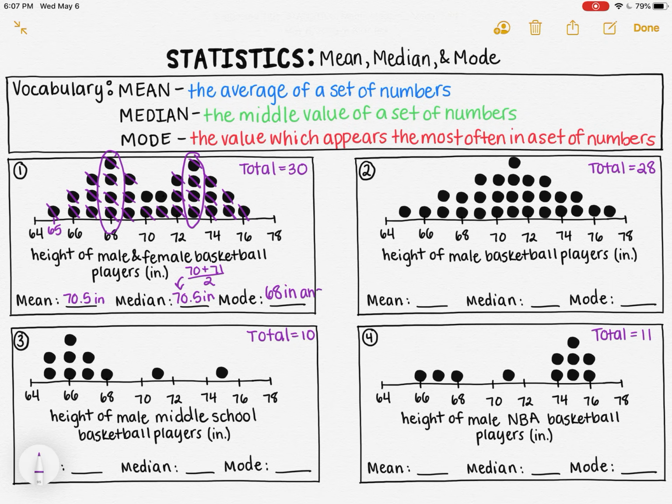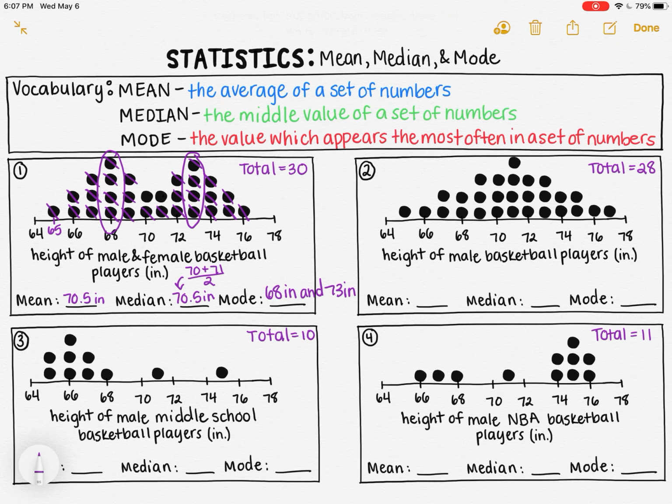So unlike the mean and median, the mode can actually have two different values. So we've got 68 inches as one value, and we also have 73 inches as another mode value. That's the only one that can have multiple values.